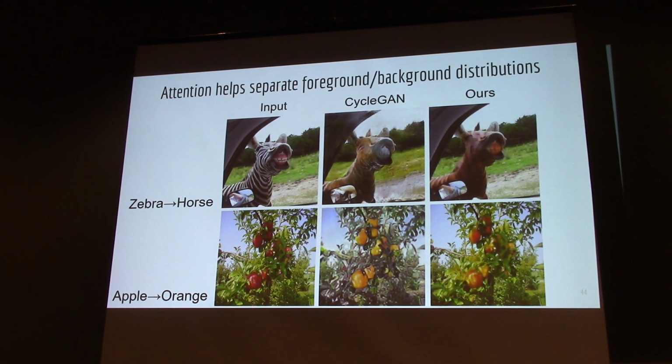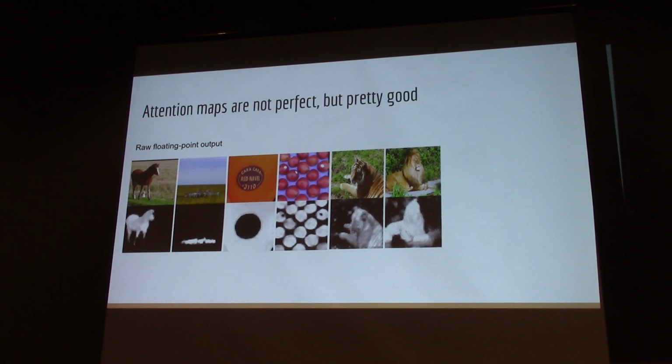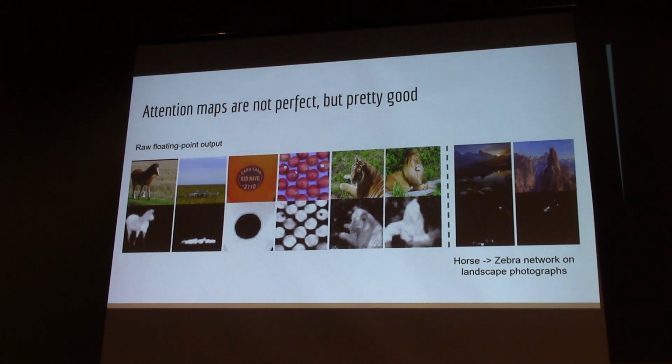Okay, what do these attention maps look like? So they're okay. They're not perfect. These are the floating point versions of those. Okay, they're not too bad. If you pass in an image that does not contain, in this case, a horse, the attention map does the right thing, almost, and is mostly that.